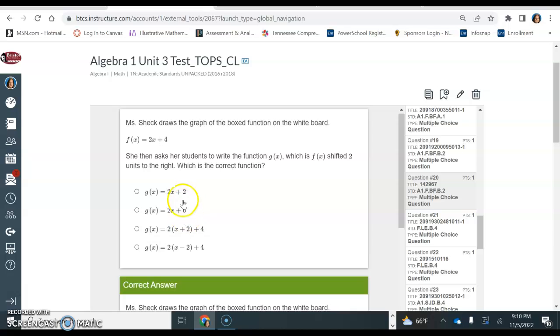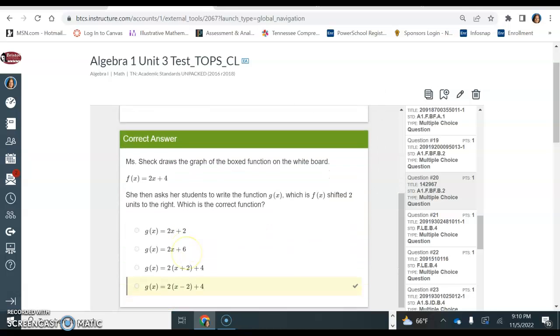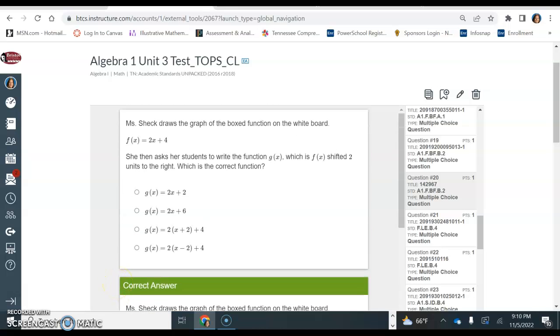So this one's not correct because there's no parentheses here. This one says plus 2, shifted to the right, so you think it's going in a positive direction, but the sign has to be the opposite, because remember, it's always x minus h and then plus k. So this one, the last answer here, is the correct answer. You can see here they have chosen the last answer as well.